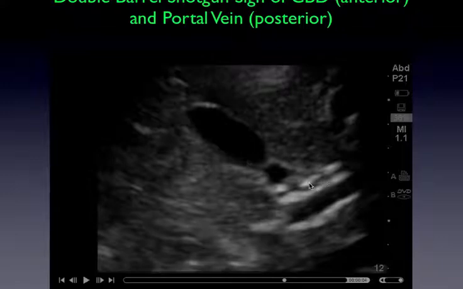And over here is the CBD, or common bile duct. And more posteriorly is the portal vein. Portal vein typically significantly larger than the CBD. And again, we would measure the diameter of the CBD from here to here, the internal diameter, and not from the outside to the outside. As you can see, that would be a significantly different measurement.